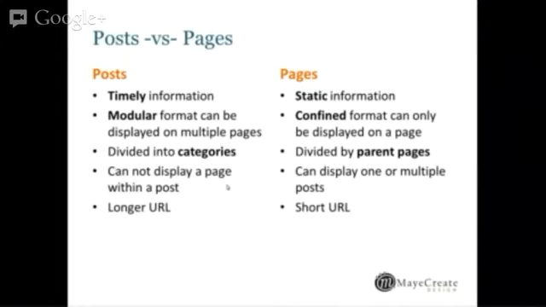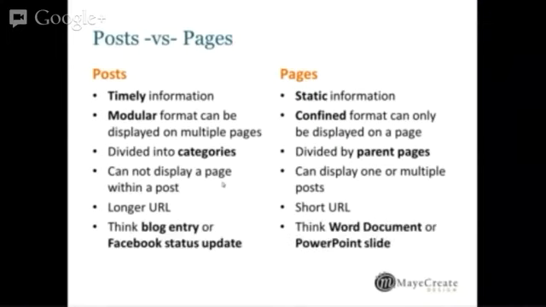When you're looking at the URL for a post, it's going to be longer, and it usually includes the date, while the pages actually have a shorter URL, and it usually is just the name of the website and then the page name. So when you're trying to differentiate between these two things, the posts are like a blog entry, a Facebook status update, a Twitter tweet, or one of those very modular pieces of information, while pages are like a Word document or a PowerPoint slide, something that you have to go back to that exact document and edit. It's not going to change very often.